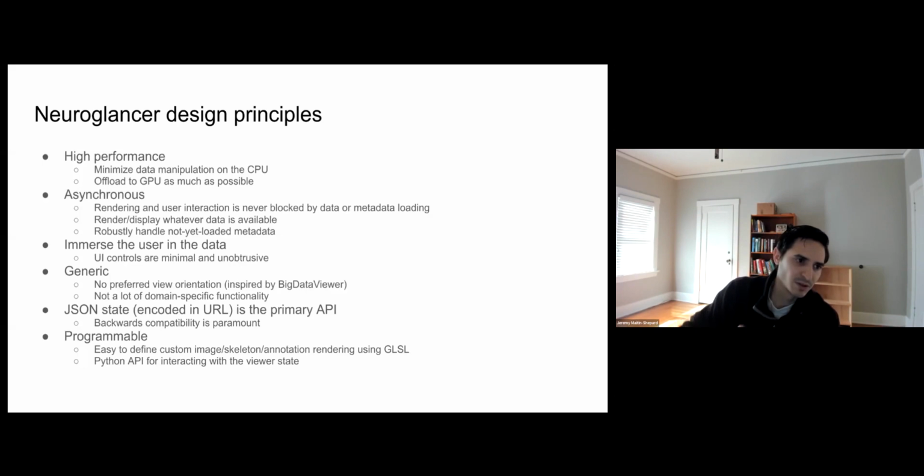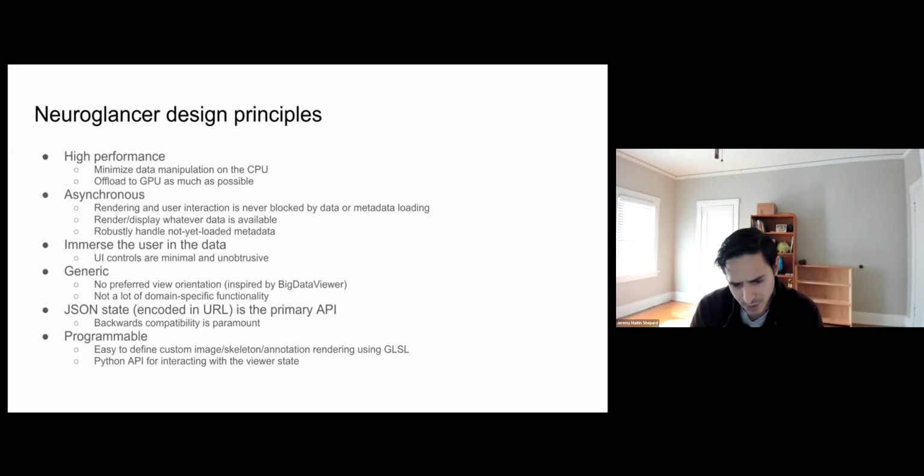A lot of viewers are very heavily oriented around viewing XY slices of data, whereas in Neuroglancer, while it can show XY cross sections, it can equally show arbitrary cross sections at oblique angles.